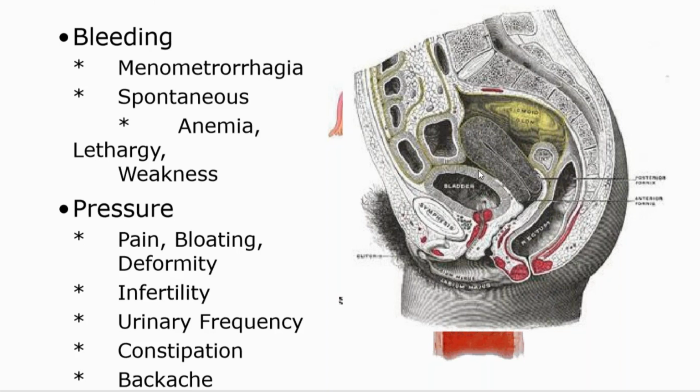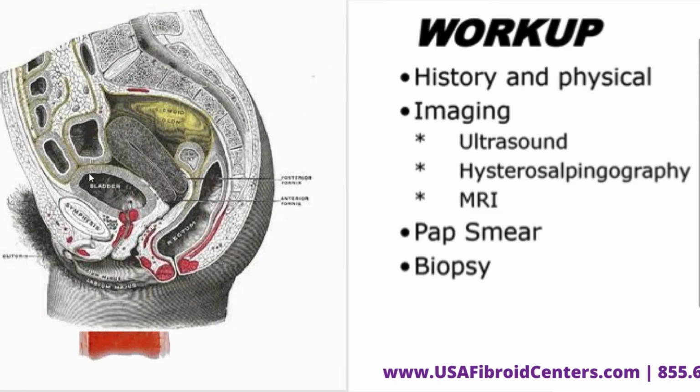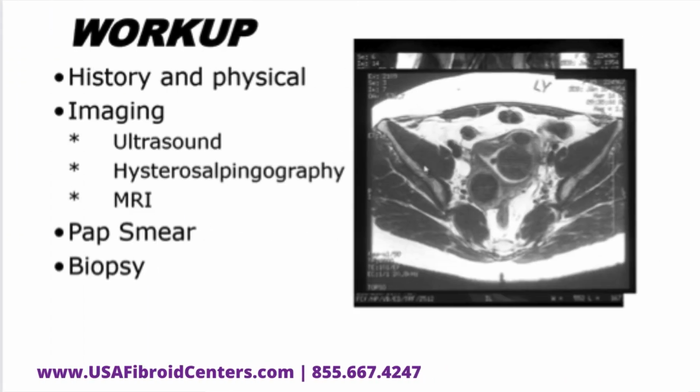Those that project anterior or even larger posterior ones can press on the urinary bladder and cause urinary frequency or hesitancy or incontinence. And other fibroids can press on the nerves in the back, causing back pain and leg pain. So how do we work these patients up?